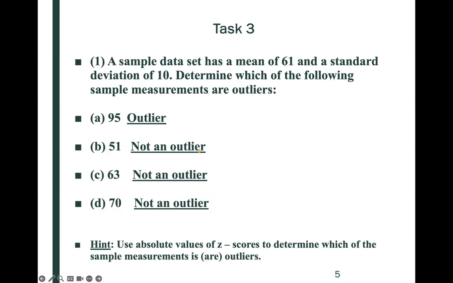And on to task 3. A sample data set has a mean of 61 and a standard deviation of 10. Determine which of the following sample measurements are outliers. Here's a hint: we're going to use the absolute values of z-scores to determine which of the sample measurements are outliers. We're interested in x equal to 95, 51, 63, and 70.